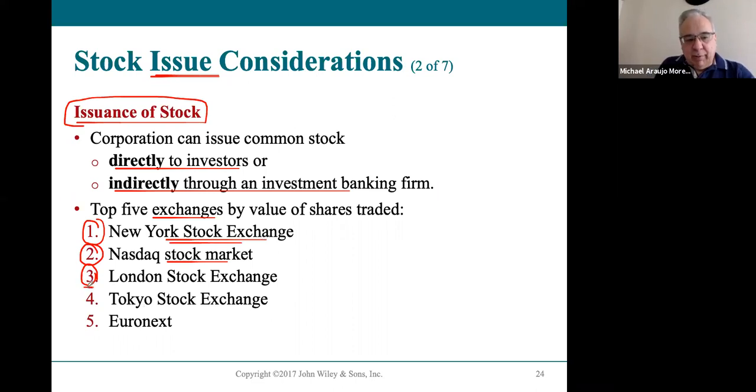Again, around the world, London and Tokyo are very important exchanges to look at. Euronext is actually, the New York Stock Exchange is part of Euronext. The companies have merged, but Euronext runs some of the larger stock markets in Europe.